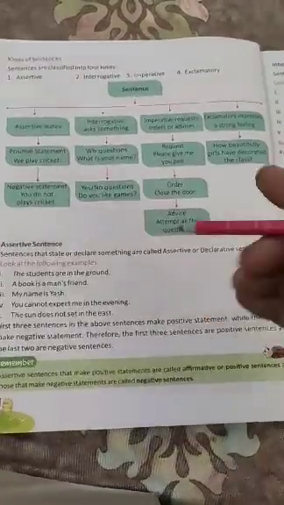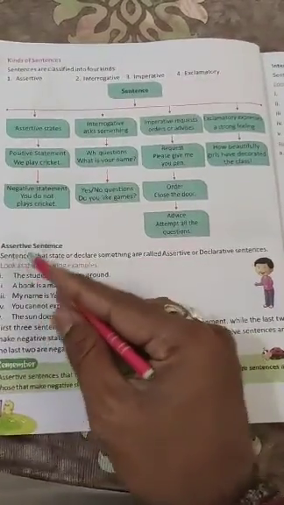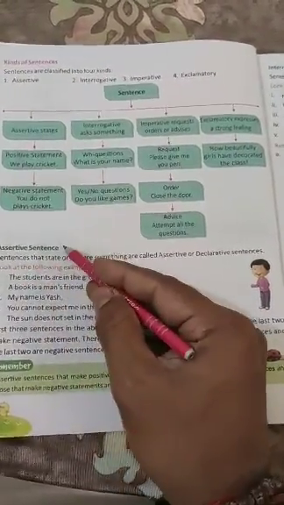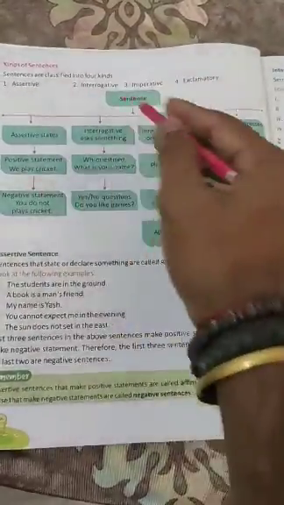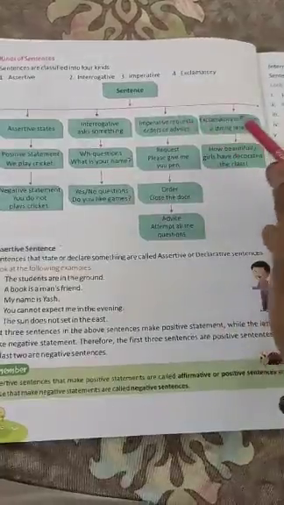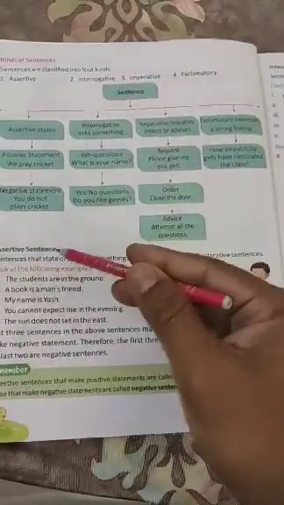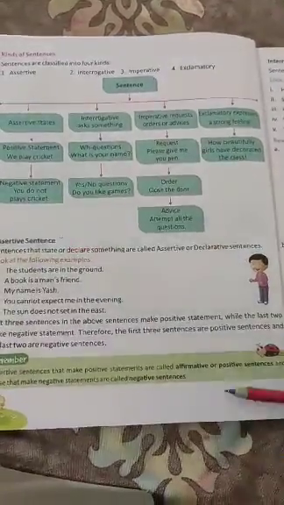Okay, now the first one is the assertive sentence. Tomorrow I will tell you about it. Today you have to study it: assertive sentence, interrogative, imperative and exclamatory. Tomorrow I will explain more details about the assertive sentence.